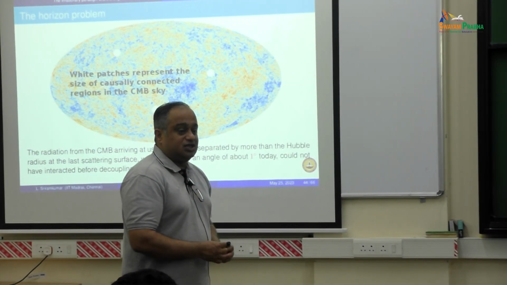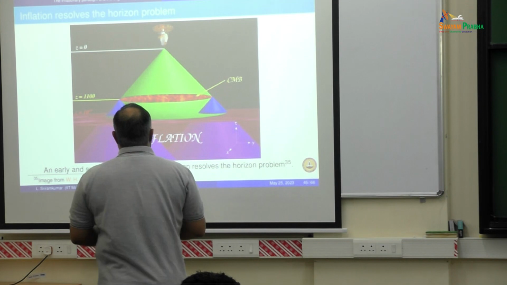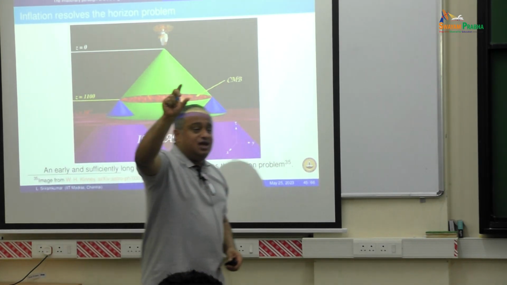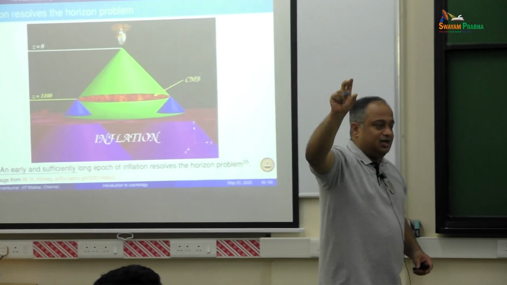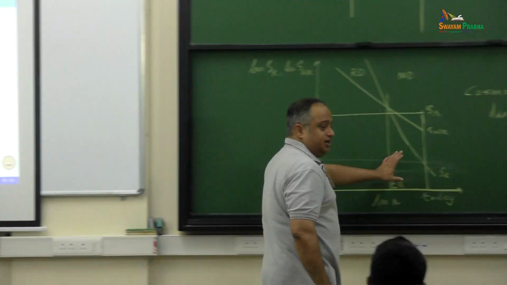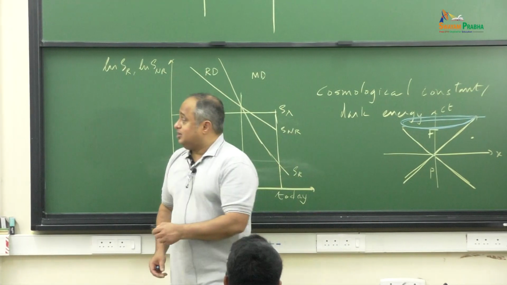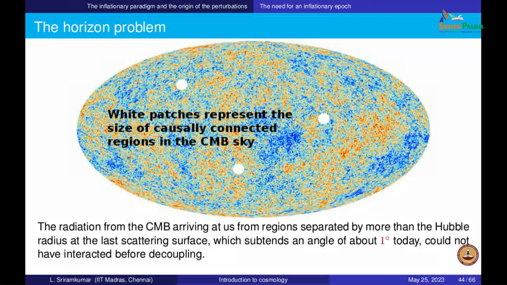But if you ask, what is this forward light cone? I am drawing a forward light cone. What is the angle subtended by that in the forward light cone within this theory? I hope you understand. And that happens to be just 1 degree in the sky.